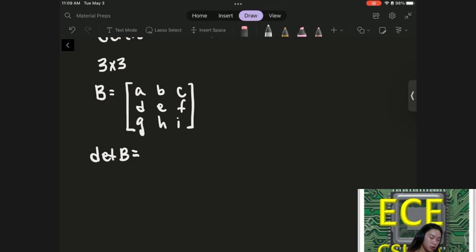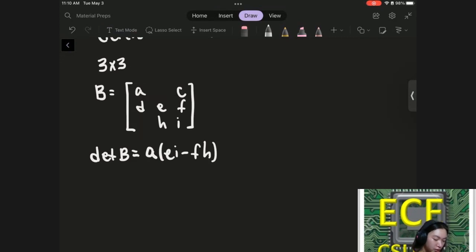So let's look at this first one, A. We already know it's going to be multiplied by A. If you ignore the column and the row where A exists, all you have to do is find the determinant of this leftover 2 by 2 matrix, which is EI minus FH. And so you keep doing that.